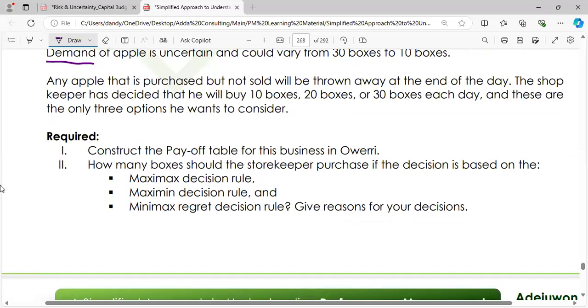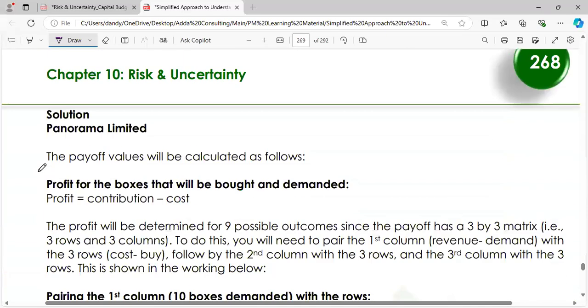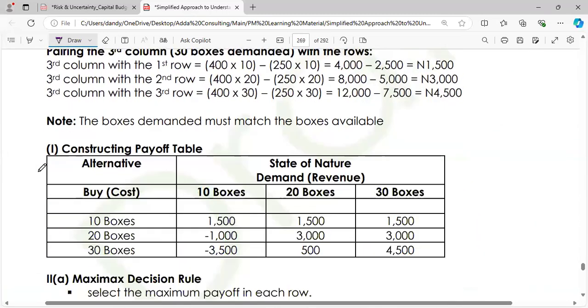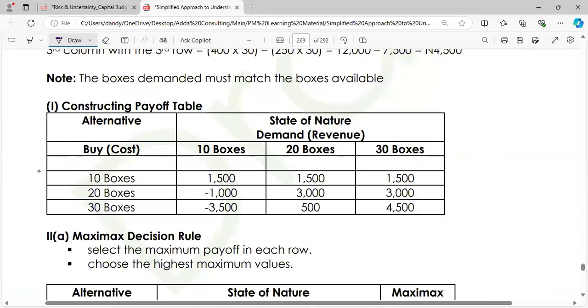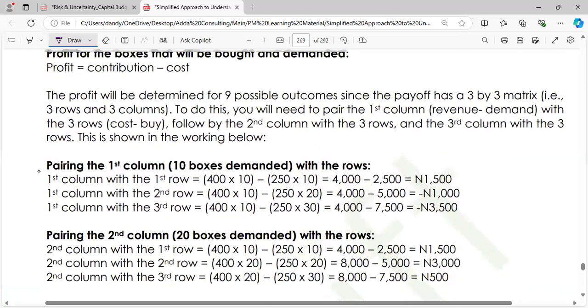Now, the first thing you need to do, whether the examiner asks you or not, is construct the payoff table. So how do you construct the payoff table? Before you arrive at this payoff table, you must first work out how to get the numbers. You can see all these numbers, 1,500 minus 1,000, were not given in the question. So you must work it out yourself.